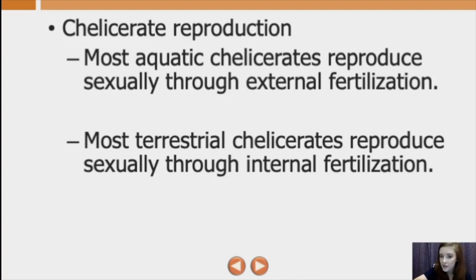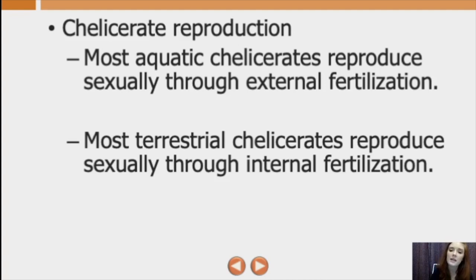So most aquatic chelicerates are going to reproduce sexually through external fertilization. What that means is that the female is going to lay eggs, and then the male would come along and fertilize those eggs. So it's happening externally.